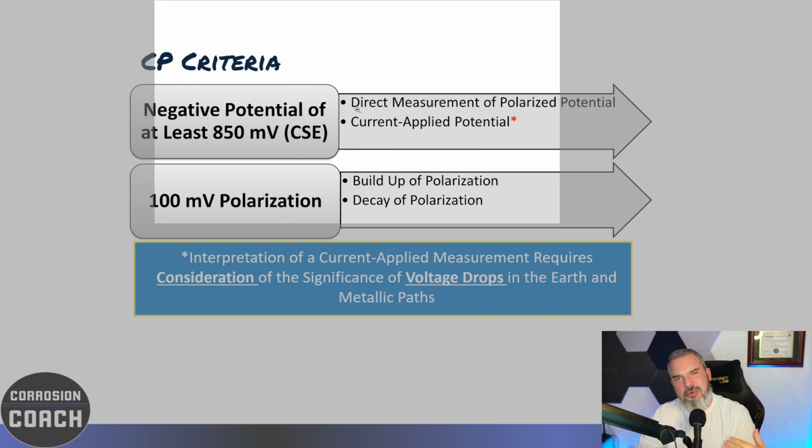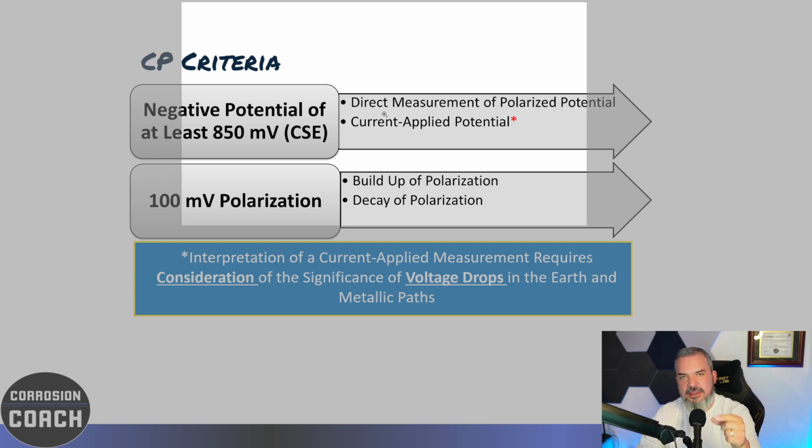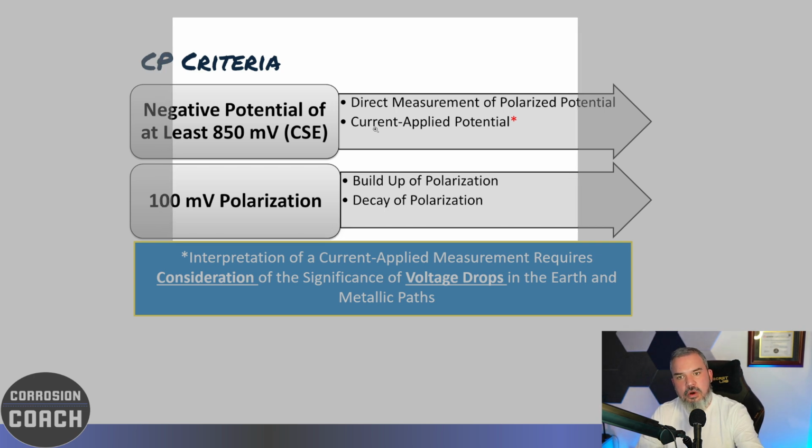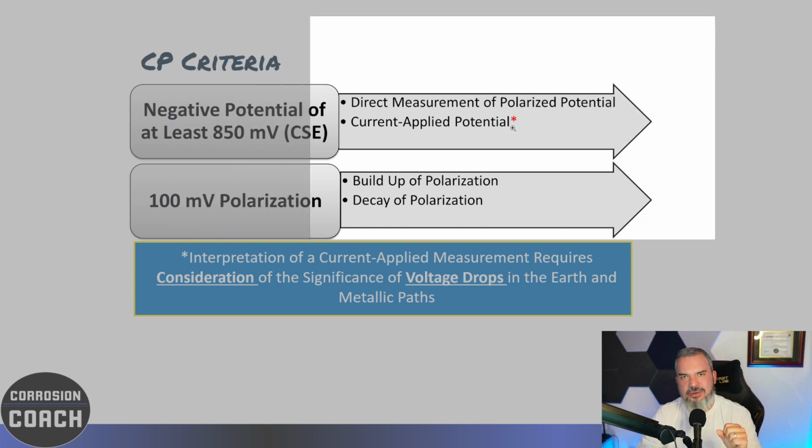But it's got a couple bullet points. So we can't just stop at, hey, I got a negative 850 millivolts, I must be good. That would be too easy. Instead, we got to kind of read those bullet points. The first bullet point says, hey, that needs to be a direct measurement of something called a polarized potential. What the heck is that? And so they've added some complexity to it. And then the second bullet point says, that could be a current applied potential, meaning your current sources are on, your CP system is on, but even that's got an asterisk next to it.